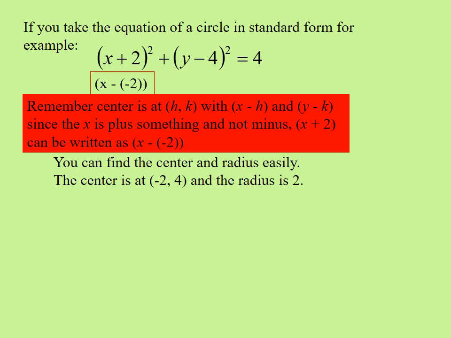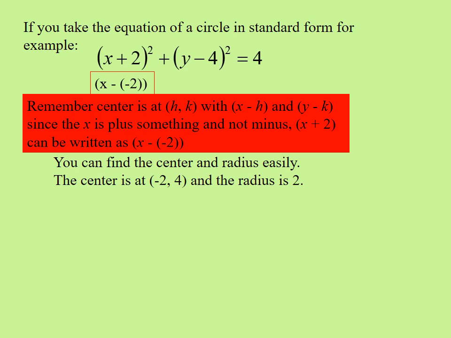Okay, since the x is plus something and not minus, kaya sa atong standard form, dapat minus man gyud siya, no? So, dili man siya minus, nahimo man siyang x plus 2 instead of x minus 2. So, that can be written as x minus negative 2. X minus negative 2, diba, is just equal to x plus 2. So, ato siyang i-rewrite into x minus negative 2 para mapareha siya sa atong standard form.